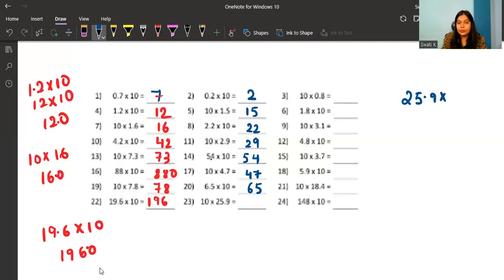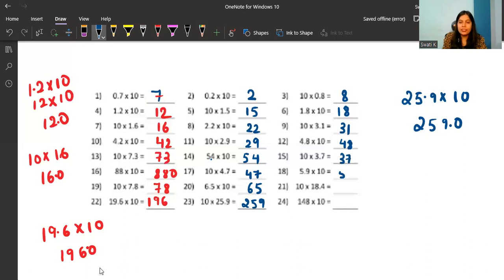25.9 into 10. Don't worry, if you're thinking that here all the numbers are just getting multiplied with 10, I'll take more examples where the numbers will be 100 also, 1000 also. So it is 2590. Of course, the decimal will go here, so 259. Next, 10 into 0.8, so it's 80, so 8. It's 18 into 10, so 180, and then the decimal, so 18. 10 into 3.1, so it's 31. 4.8 into 10, so it's 48.